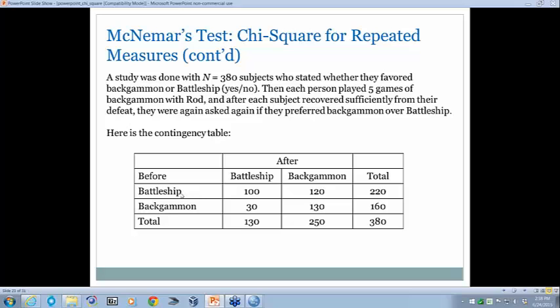100 people liked Battleship before and also preferred Battleship after, okay? Then 120 people preferred Battleship before, but then afterwards they liked backgammon, okay? And down here, 30 people liked backgammon before, but afterwards liked Battleship, okay? And then these last 130 here, they liked backgammon. They didn't change their mind. They liked it before and they liked it after. So basically that's what you do. You just go across and you go down, you look at the number, and you can kind of see what it means. Altogether, the number of people who liked Battleship before, 220. And the number of people who liked backgammon before, 160. And then after, 130 and 250, okay? But it's the same subjects. Some of them just changed their mind. Some of them stayed consistent.